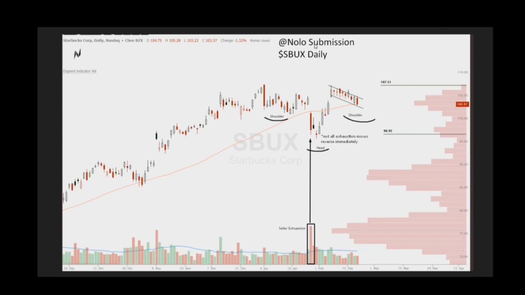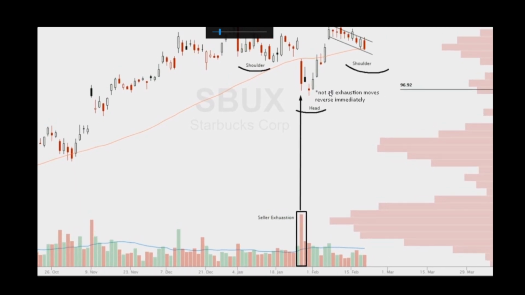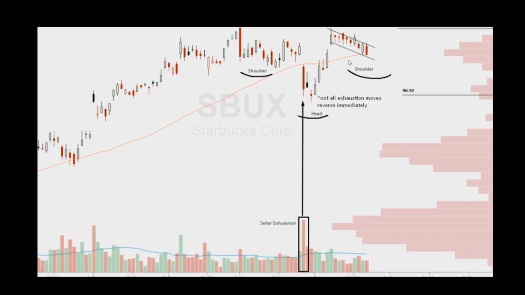All right, the homie Nolo sent this in, Starbucks Daily. This is a good example to me because, let's see, try to zoom this in if I can. Exhaustion does not always immediately reverse. You see this is an obvious exhaustion candle. You've got this huge gap down. This is a pretty motivated sell right here. But you see two candles later, you're revisiting those lows.